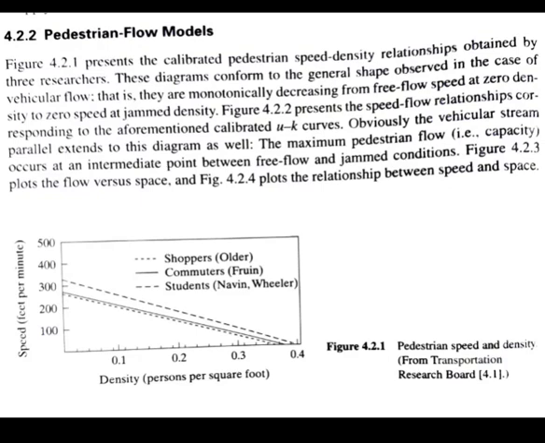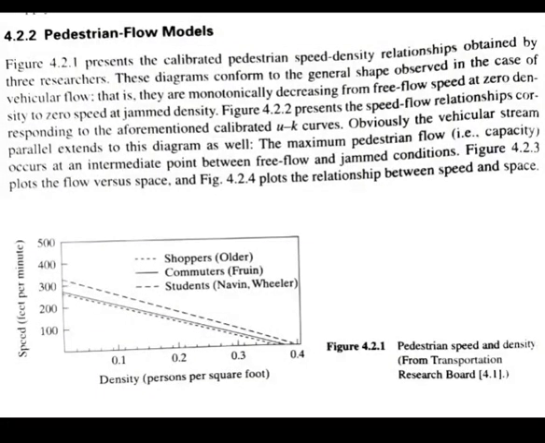The speed of a particular pedestrian, that is a person who is traveling, he'll be having a speed, so that will be measured in the units of what? Distance divided by time. So we know normally in Indian conditions we refer to speed in terms of kilometer per hour or meter per second.